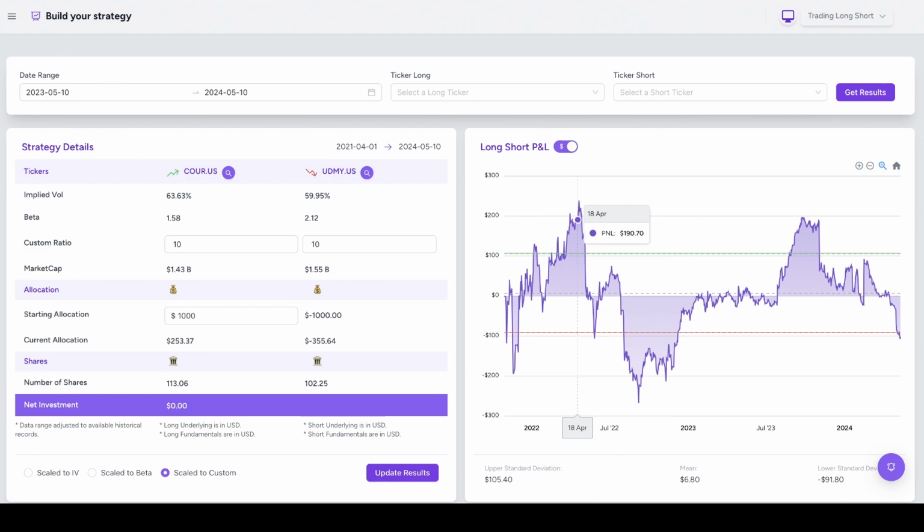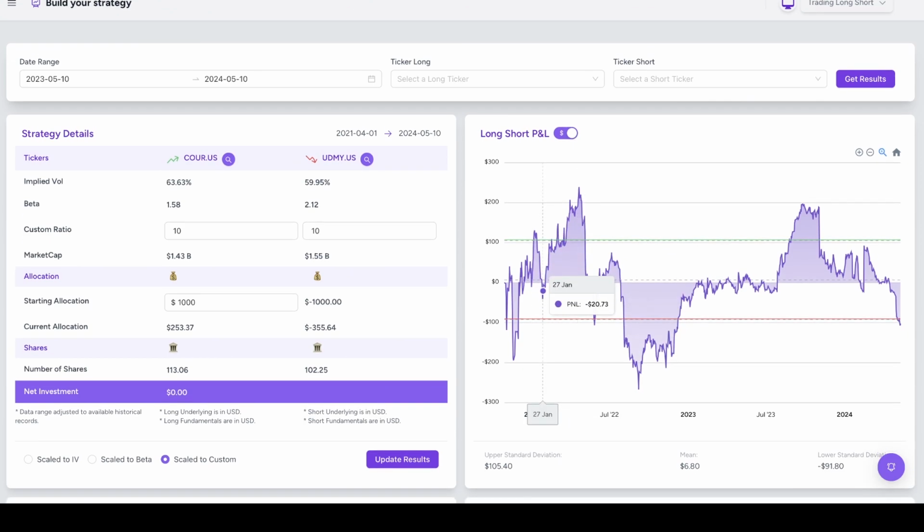Now, pair trading strategies can be a patience game. It can take a while for you to either enter into a trade or exit a trade. That's because we are waiting for both companies in the strategy to reach key levels. Now, in Trading Long Short, we help you monitor these levels.